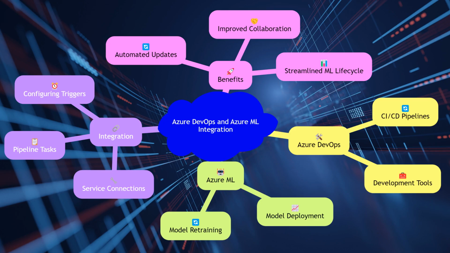Azure DevOps is a suite of development tools that support CI/CD pipelines. Integrating Azure ML with Azure DevOps allows you to automate the deployment and retraining of machine learning models. You can create pipelines that trigger Azure ML jobs in response to code changes, ensuring that your models are always up to date. This integration involves setting up service connections, defining pipeline tasks, and configuring triggers. By leveraging Azure DevOps, you can streamline the machine learning lifecycle and improve collaboration between data scientists and developers.